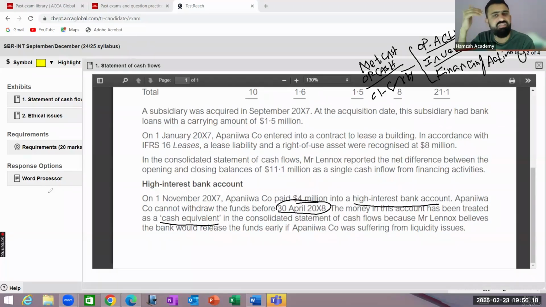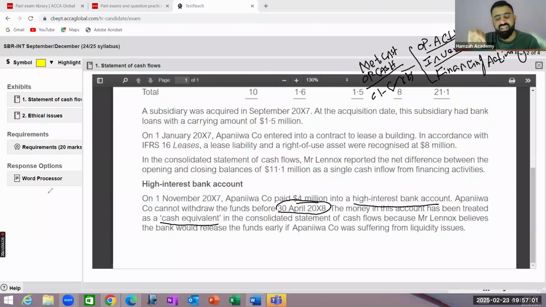But IAS 7 gives us some time as well. The guidance of IAS 7 is that if an asset or liability can be converted into cash within 3 months, that can be treated as a cash and cash equivalent. So cash and cash equivalents are the monetary items which are readily convertible into cash. Now, if this high interest bank account is really a cash equivalent, then Mr. Linonix is doing the right thing. But we need to discuss whether it is really a cash and cash equivalent.